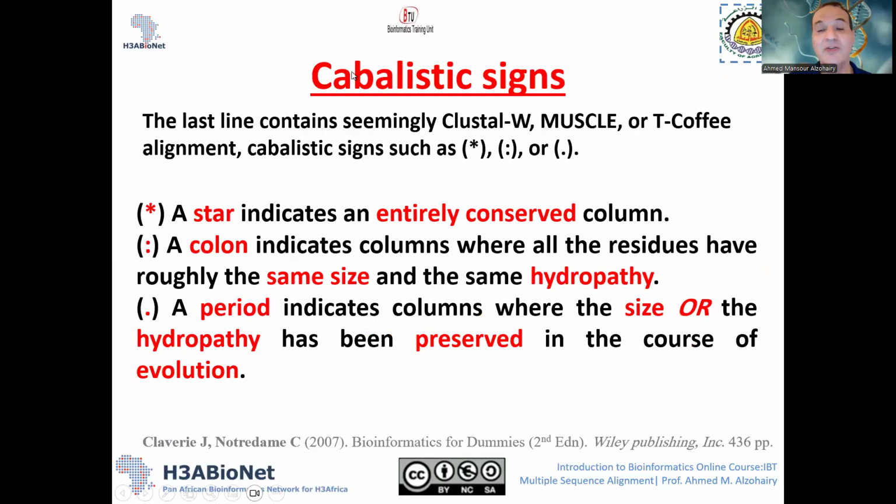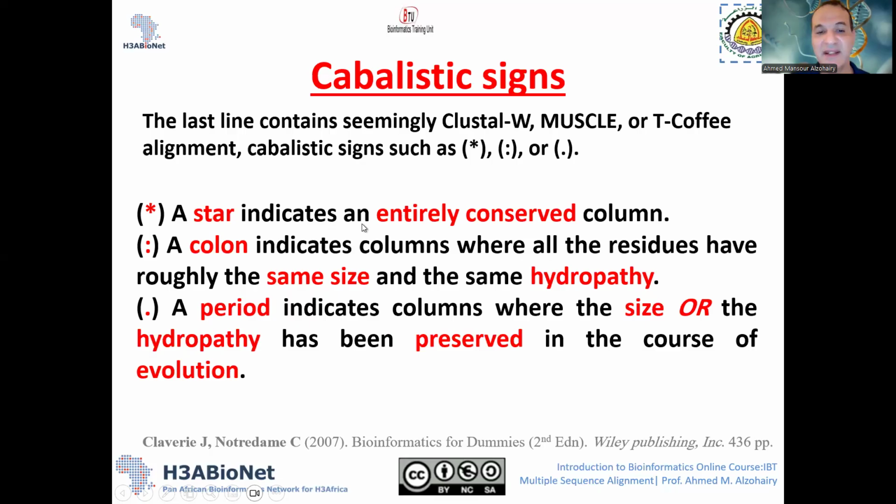Okay. Also, you have to understand, in interpreting, there are many what you call consistency signs. The last line contains, in Clustal W, of course, or MUSCLE or T-Coffee alignment, what we call consistency signs. What are these signs? These signs, like the star and the colon and the period. These three signs are very important. What is the meaning of the star?